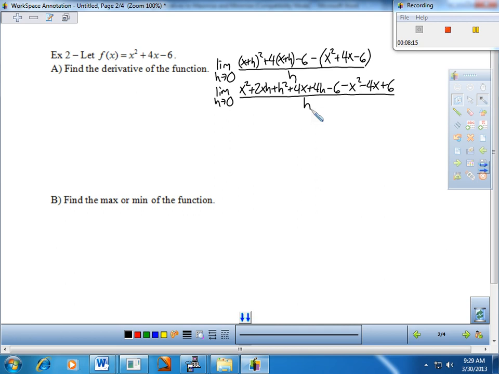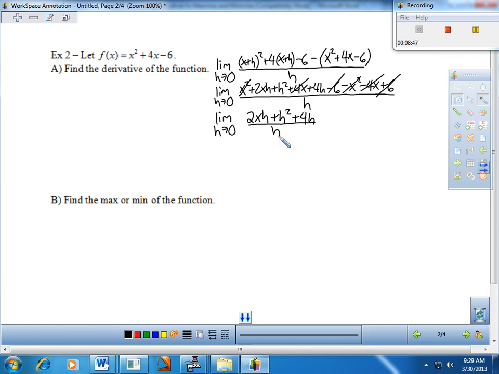Let's continue this process. Let's go ahead and cancel out some terms. X squareds, say goodbye. 4x's, they're gone. 6's, of course, crossed out as well. Looking pretty good. And so I'm going to go ahead and rewrite just to make sure you guys are doing this as well. Again, you can definitely work ahead of me if you'd like. I have 2xh plus h squared plus 4h.